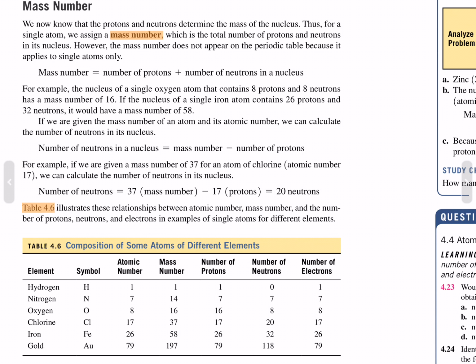mass number of 58. If we're given the mass number of an atom and its atomic number, we can calculate the number of neutrons in the nucleus. The number of neutrons in a nucleus is equal to the mass number minus the number of protons.